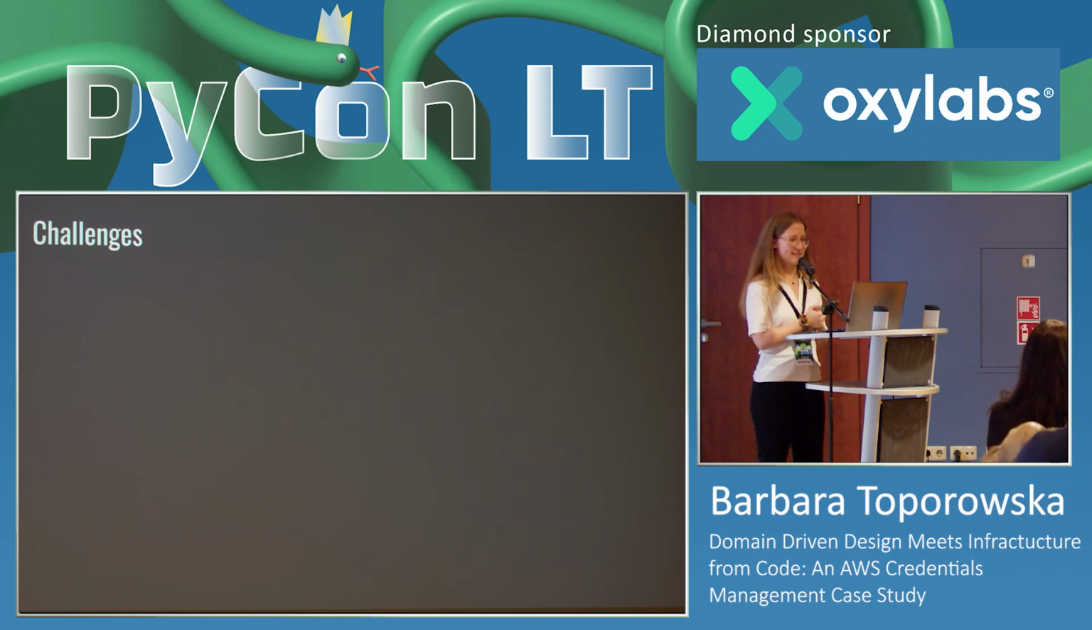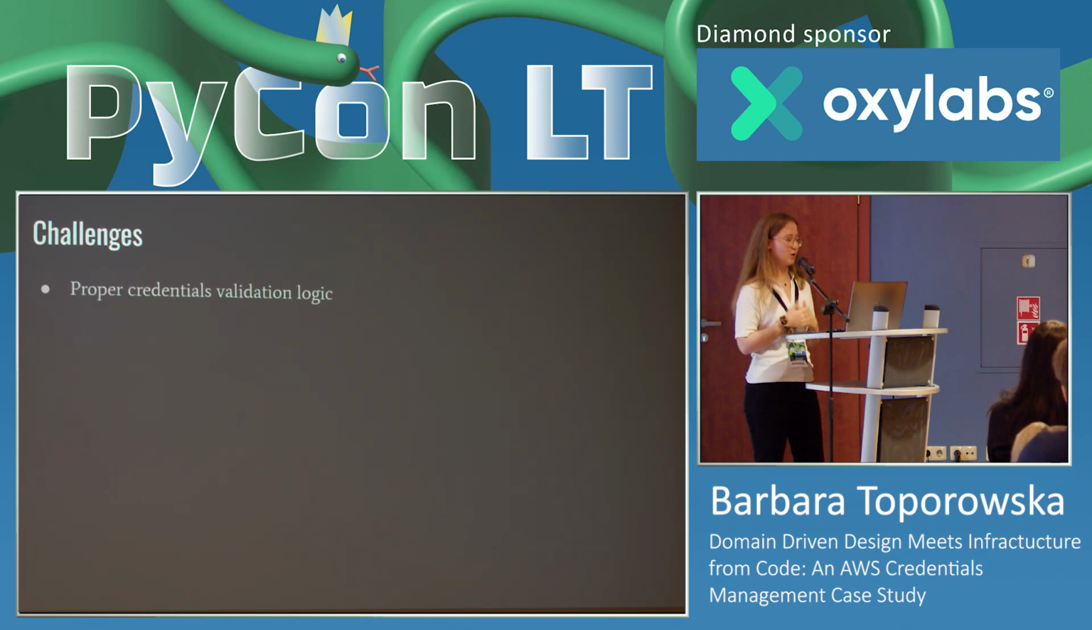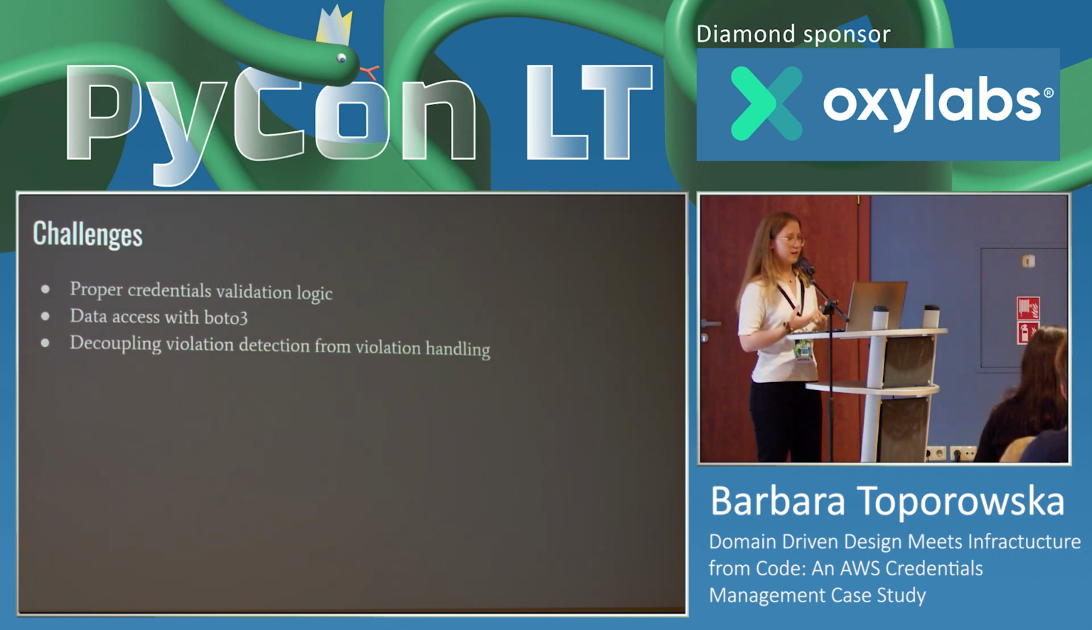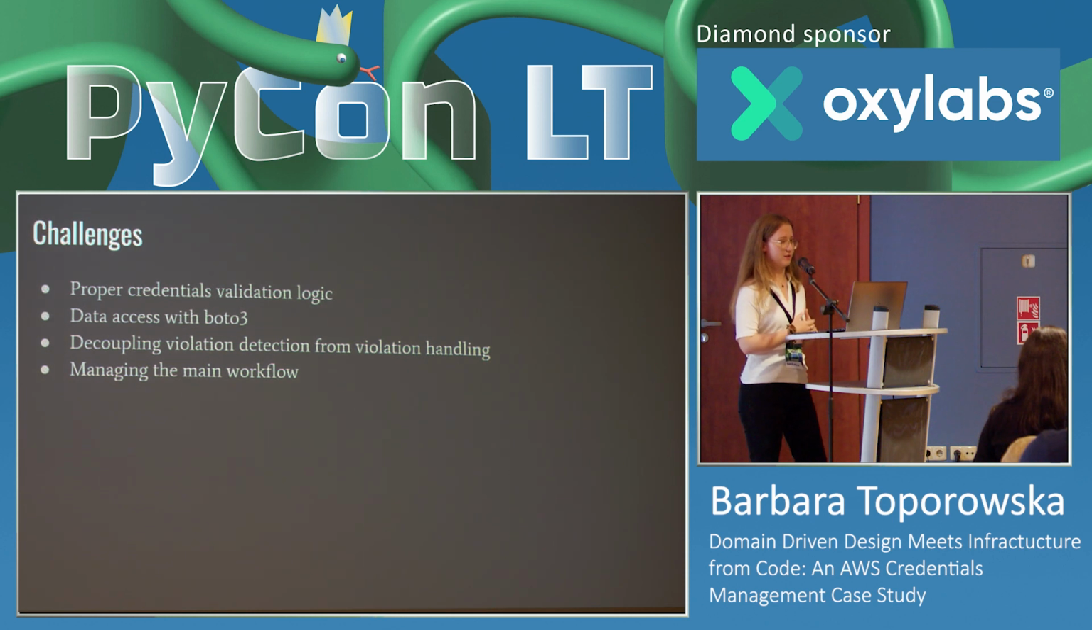So let me summarize the challenges ahead. Well, first of all, we need a proper credentials validation logic. This part is not rocket science, but it needs to be reliable because this is the core of our application. Second of all, we need to manage data access with auto-free, which is both low level and complex, and we don't want that complexity leaking into the rest of our design, so we need to somehow contain it. Then we need to decouple the violation detection from violation handling because they're not always concerned with the same object. Then we need to manage the whole flow.